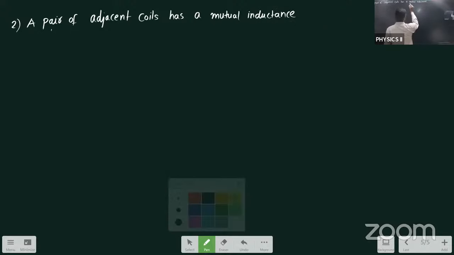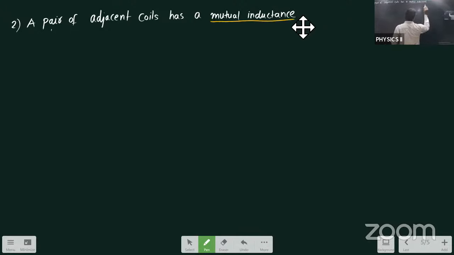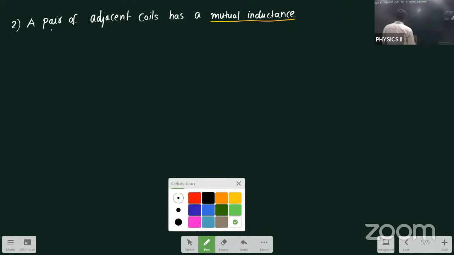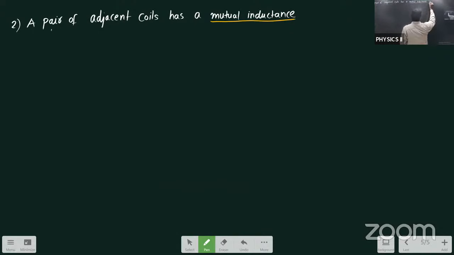In this problem, what are we going to discuss? We are going to discuss mutual inductance. So how much is the mutual inductance given in the question? Mutual inductance of 1.5 Henry. Okay, very good. What is the next thing he has given?